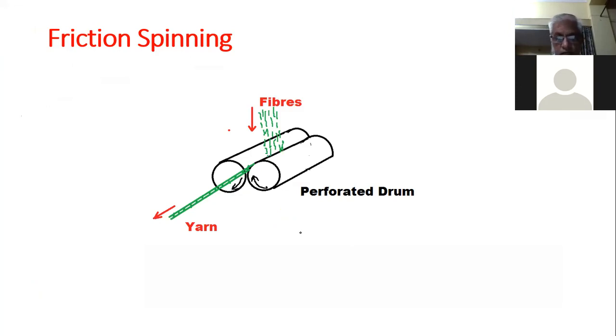This is called friction spinning, and in this case, as you can see in the diagram, open fibers are fed. So in this case, draw frame sliver is fed. After opening, fibers are completely opened, and these fibers are then allowed to fall between the two perforated drums. The drums are rotating and their surface is perforated, and an internal vacuum is also there.